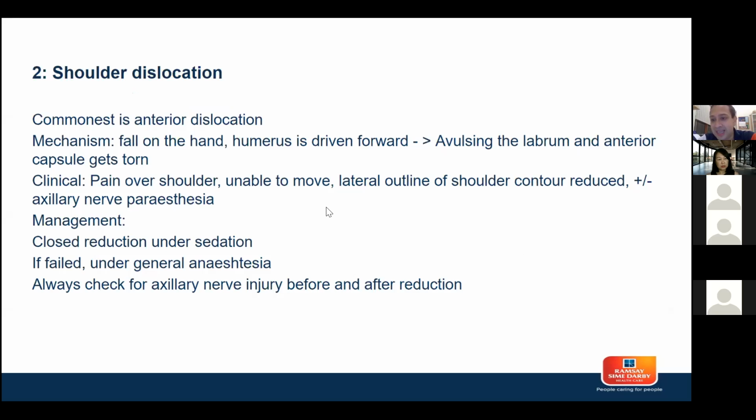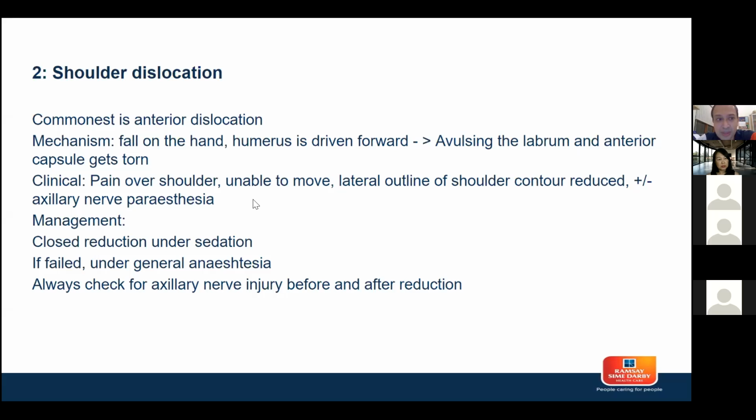Very much a clinical diagnosis. They come in with a typical pain of the shoulder. They cannot move. And the lateral outline of the shoulder is actually reduced, so your deltoid muscle contour is flattened. And they cannot move the arm. They generally just hold it in one position.